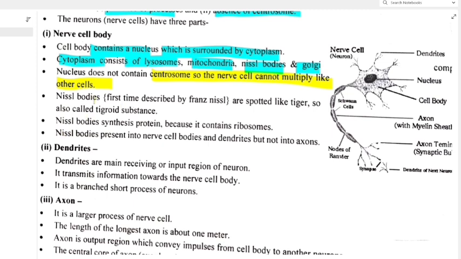And Nissl bodies, what are those? First described by Franz Nissl, they are spotted like a tiger, also called tigroid substance. Nissl bodies synthesize protein because they contain ribosomes. So who is producing and synthesizing protein? The Nissl body, because it contains ribosomes. Now Nissl bodies are present in nerve cell bodies and dendrites but not in axons. They are not present in the axon, only in the cell body and dendrites.